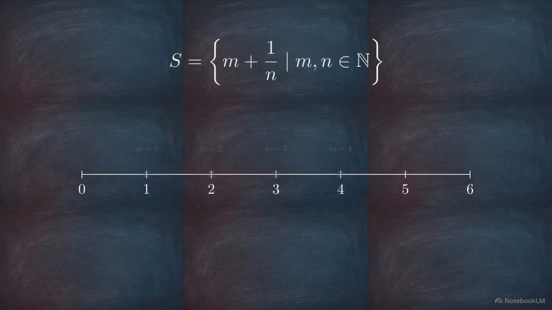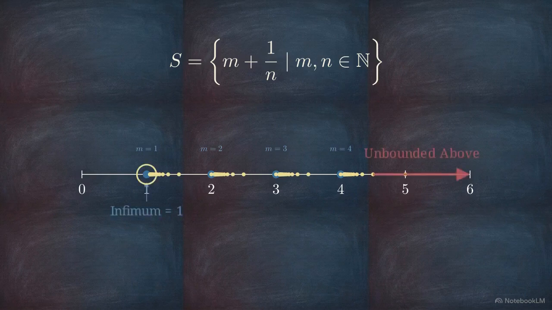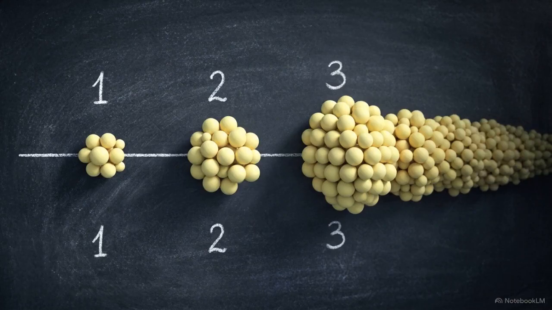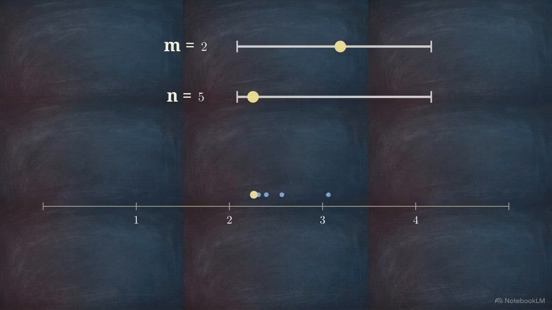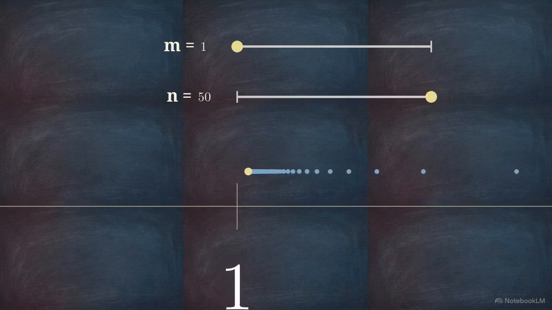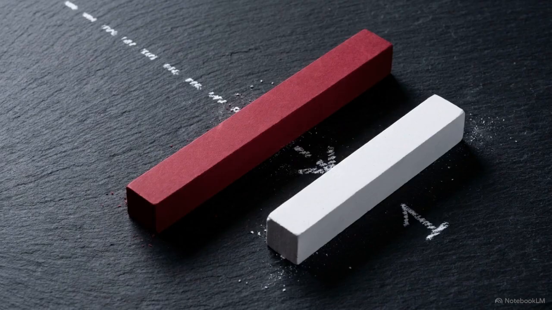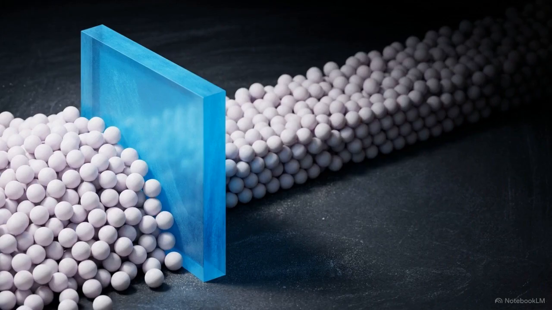Now look at this highly complex multivariable set, defined by m plus 1 over n, where both are natural numbers. Because the integer m can grow infinitely large, the set escapes infinitely to the right. It lacks any upper bounds whatsoever. We evaluate the lower boundary by minimizing the integer m down to 1, while pushing n toward infinity to shrink the fraction. The tightest lower constraint, the infimum, is exactly 1. But because the fraction 1 over n never reaches 0, the value 1 is never included. Sets can be precisely bounded on one side, but entirely unbounded on the other.